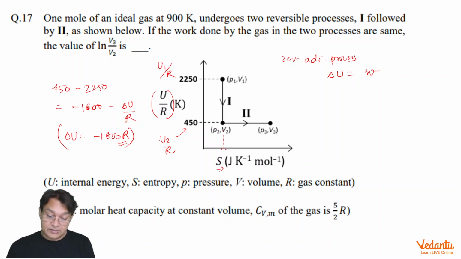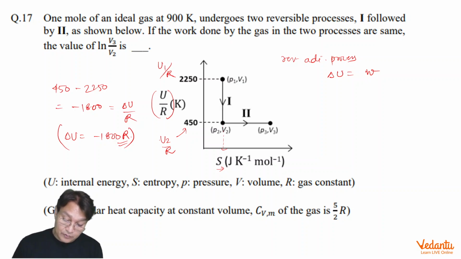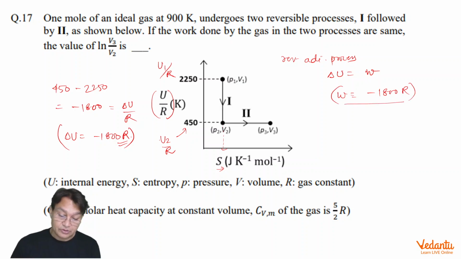For the first process, delta U is this. Now delta U must be equal to W, so W must also be equal to minus 1800 R. These are the facts which you have to use. Also, CV is given to be 5 by 2 R.